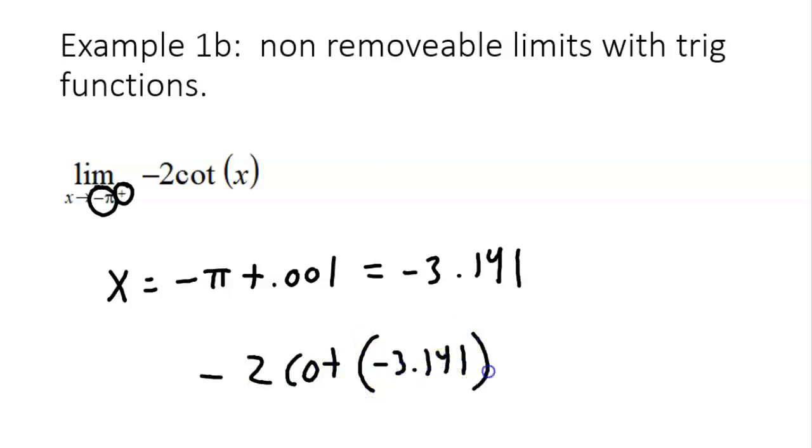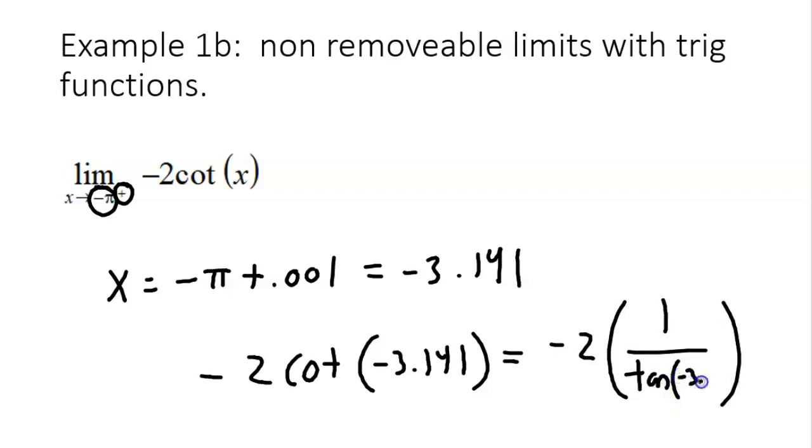And now we run into a little bit of a problem, though, because my calculator doesn't have a cotangent button. But what did we say to do about that? We said, okay, well, that's all right. We're just going to rewrite it like this then. Okay, so let's go ahead and do that. I'm going to do 1 divided by tangent of negative 3.141. And then I'm going to multiply that by negative 2. And I end up with a positive number, which is 36.